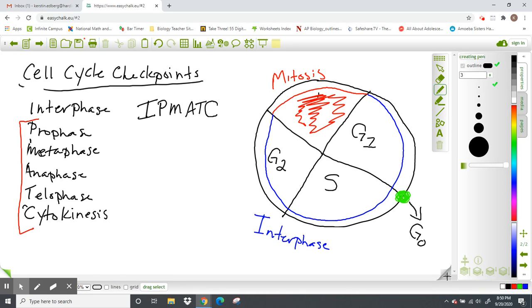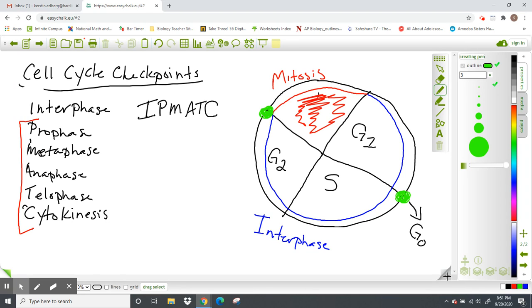So G2 is essentially the cell getting ready to divide. A whole bunch of different organelles. We've already replicated our DNA. We're essentially just making enough things so that we have enough to divide between our two daughter cells. So the next checkpoint to make sure that all that has gone well is right here. This is the start of mitosis checkpoint. If the cell is not ready at this point, it will stay in G2 until it is ready. Once it passes that point, then it will go into mitosis and begin the division process.